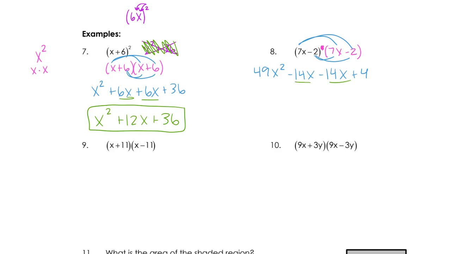And then again, combine like terms, so we have 49x squared minus 28x when we combine those like terms, and then plus 4. That would be our final answer.